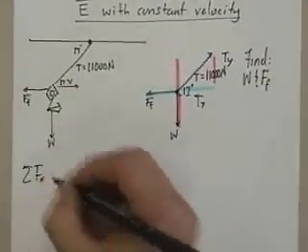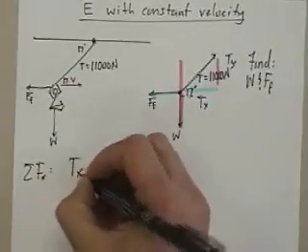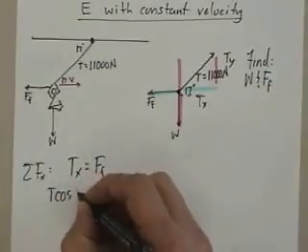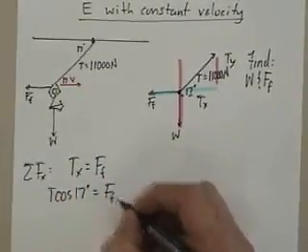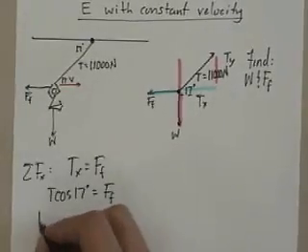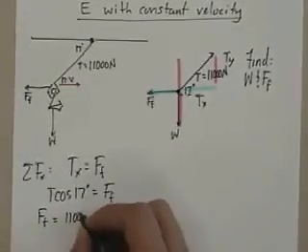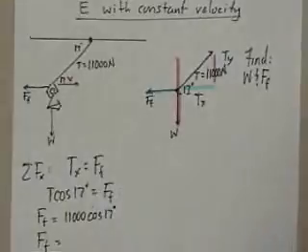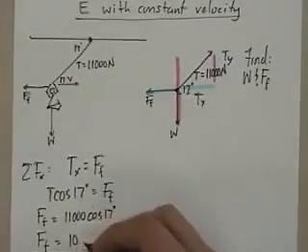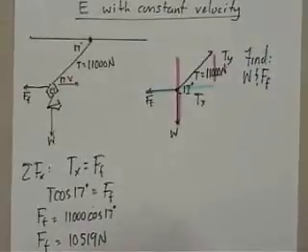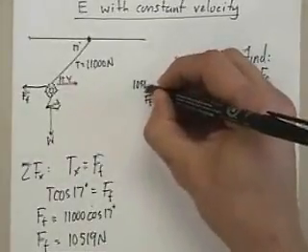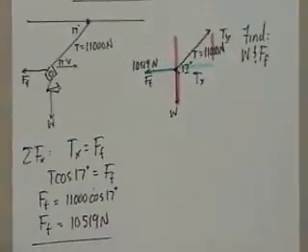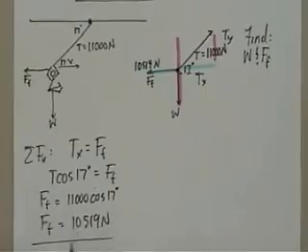Sum of Fx statement. That's going to say that Tx is going to be equal to my force of friction. Tx is T cosine of 17 degrees equals my force of friction. So my force of friction is going to be 11,000 cosine 17 degrees. One step, one equation, one unknown, solve it out. You get 10,519 newtons. That's your force of friction. So that's the air friction that's keeping Tarzan from actually accelerating. So you might have something to do with an explanation about that.